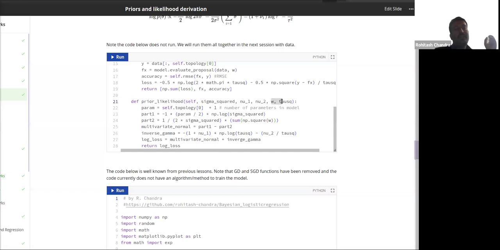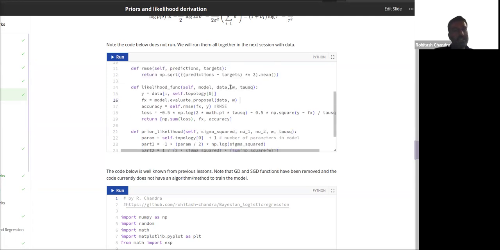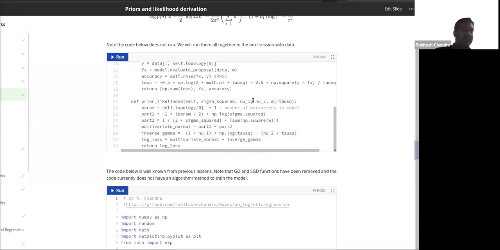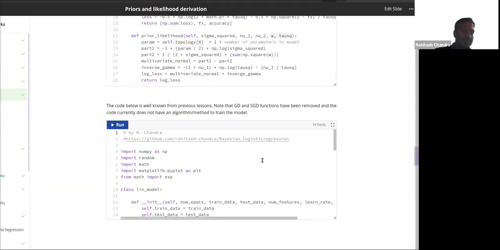W and tau squared are the things that we are looking for. These are the things we are sampling, or that your MCMC algorithm will be proposing over time. Whereas the variance, nu1 and nu2 are user-defined, set once, and remain constant throughout the sampling process. So these are the constants, and these are the things we are sampling. The data is constant, the model is constant, and these two are the things we are trying to find out.